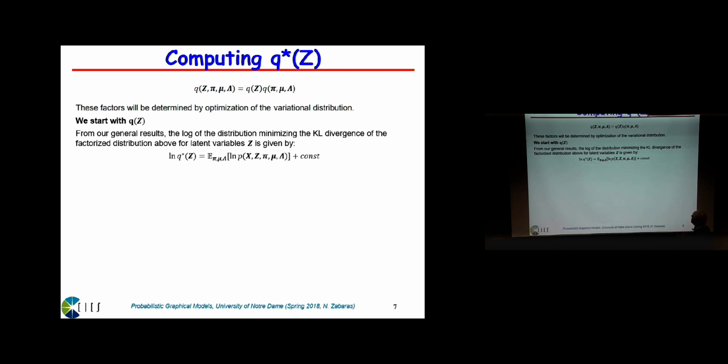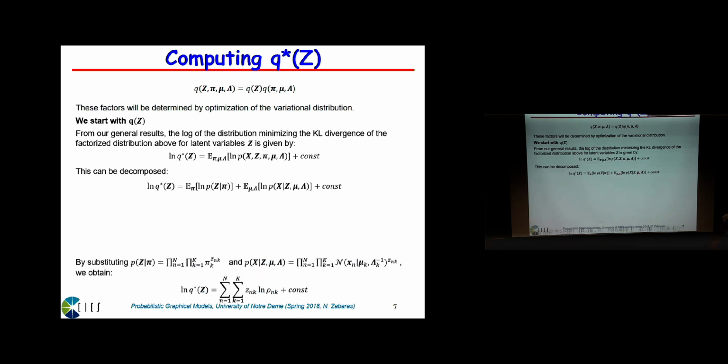Okay. So what we're going to do is expand this and keep only the terms that depend on z, right? And let's see what type of distribution comes out. So the only terms that depend on z are from the conditional of z given the mixing coefficients and this likelihood term, okay? This depends only on pi, so this expectation is with respect to pi. This depends on mu and lambda, so the expectation is with respect to mu and lambda.